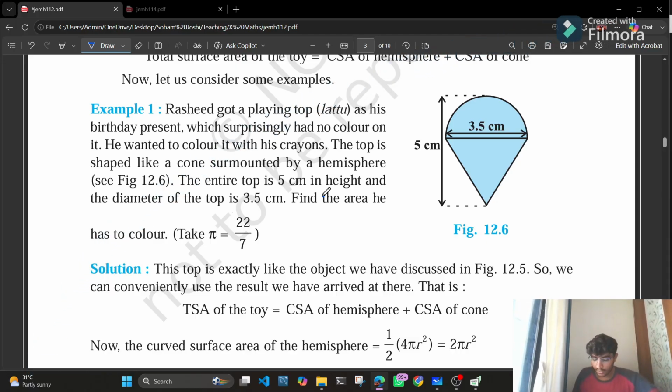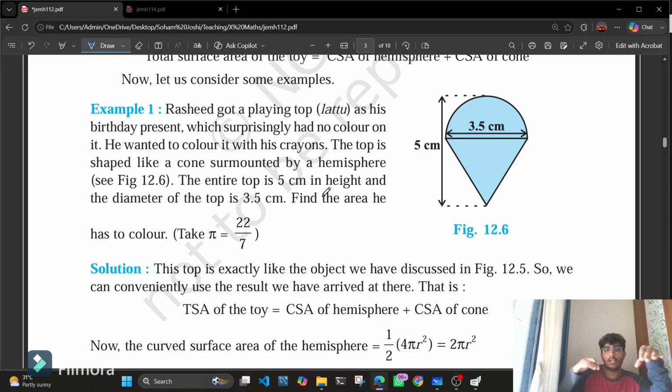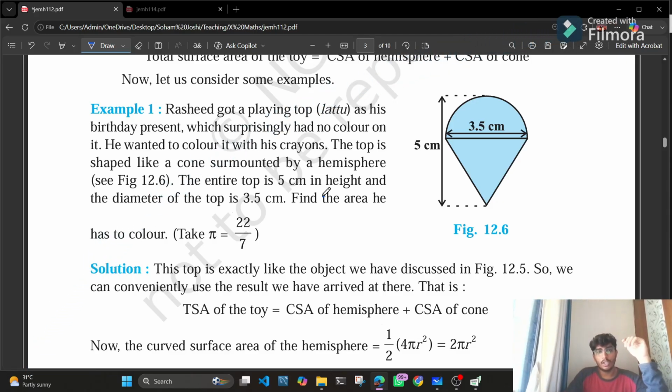Now the question tells us that there is a hemisphere that is surmounted, which means one placed on top of the other. So basically this hemisphere is surmounted on the cone. They are saying that the hemisphere is surmounted on a shape that is somewhat like a cone.